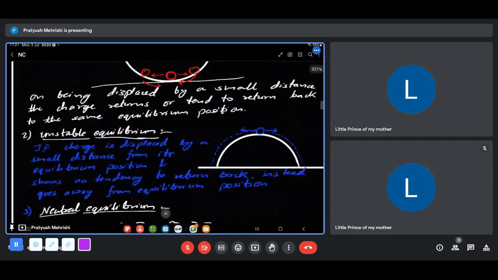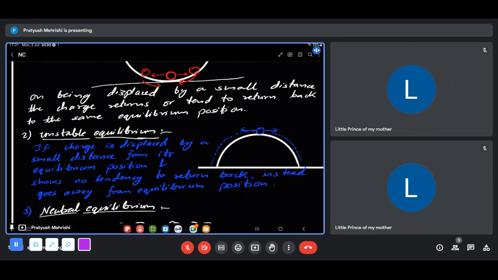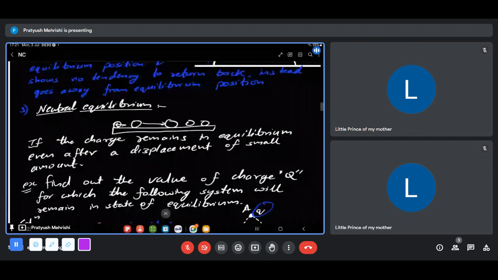It will not go to the initial position. We can say initial position. It will not be able to go back to its initial position because external force is not there. Okay. Now third is neutral equilibrium.